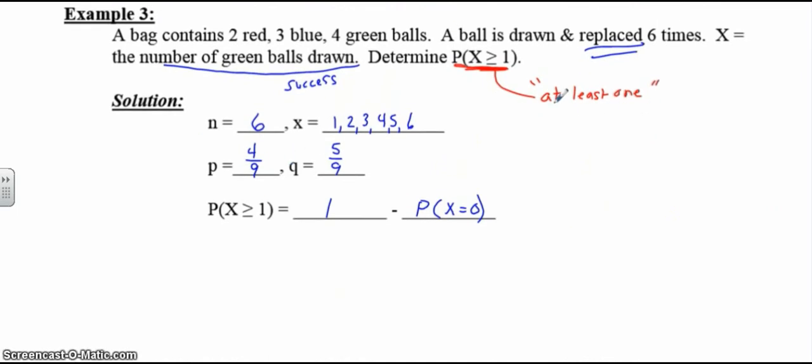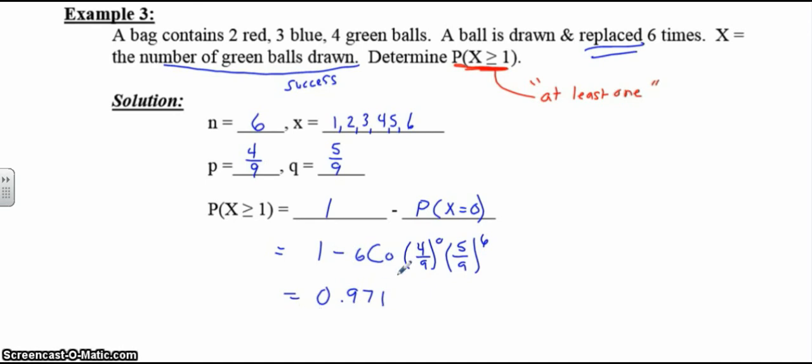So anytime you have at least one, it's the total, which is 1, because the total of all your probabilities is 1, minus the case we don't want, which is 0. So it's 1 minus, there's 6 trials, we want no successes. So the probability of success, we want none of them. The probability of failure, we want 6 of them. And that is equal to 0.971. Make sure you're rounding properly.